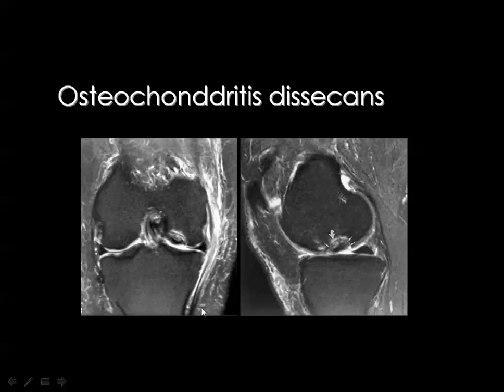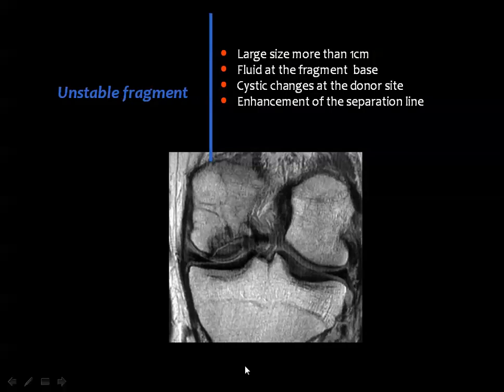This is an example by MRI. You get a separation of the ischemic bone, and there is some fluid between the bone and the mother bone, which is one of the criteria of unstable fragment, as I have mentioned before. To remind you, these are the criteria of unstable fragment of osteochondritis dissecans: if the fragment is larger than 1 centimeter in size, if there is fluid at the fragment base, if there are cystic changes at the donor site, and if there is enhancement of the separation line.